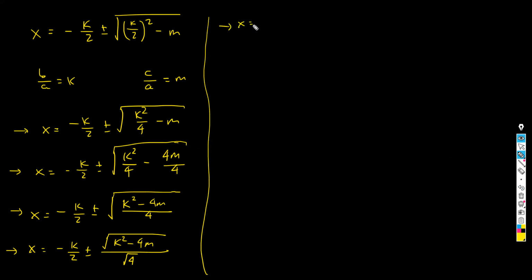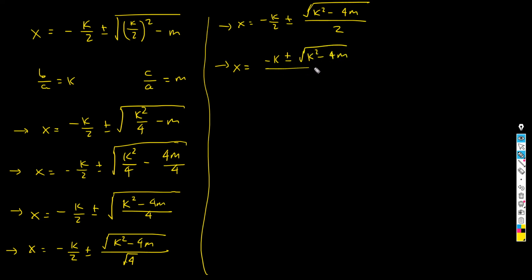We have x equals minus k over 2 plus minus the square root of k squared minus 4m over 2. You see? And why did I want to transform this into just a number 2? So that this fraction and this fraction have equal denominators, and I can do now the following. Minus k plus minus the square root of all of this over 2. That's why I wanted to do that.